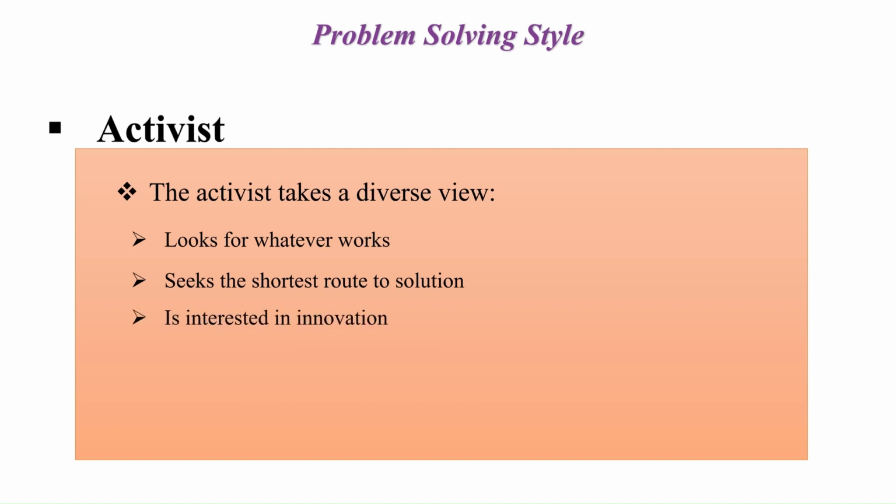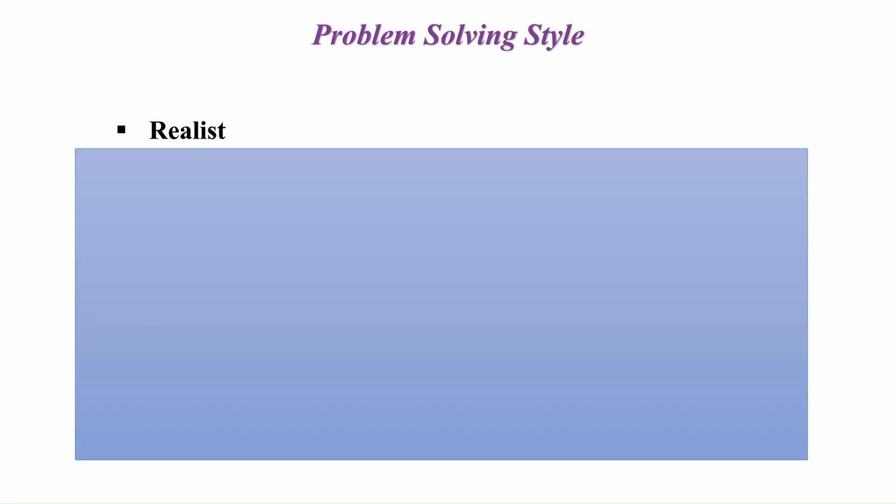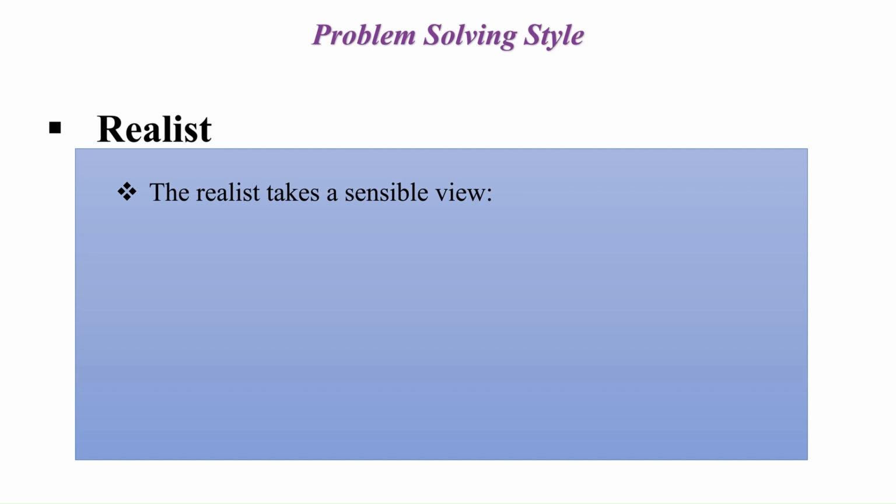Activists are interested in innovation and are adaptive. Activists accept any data or theory that gets us there. Third is realist. The realist takes a sensible view. Realists are known for their practical, analytical, and logical approach to problem solving.